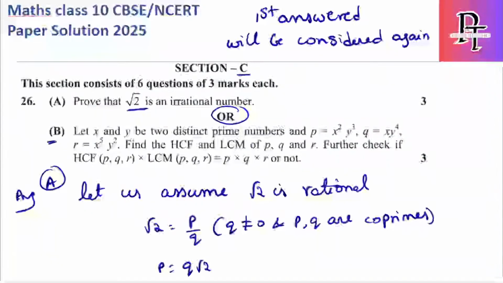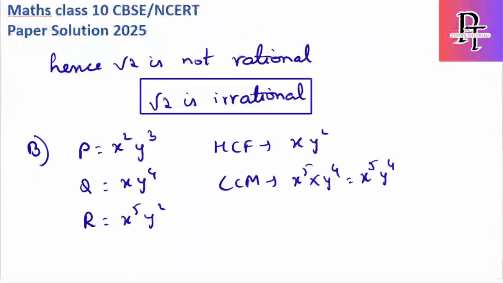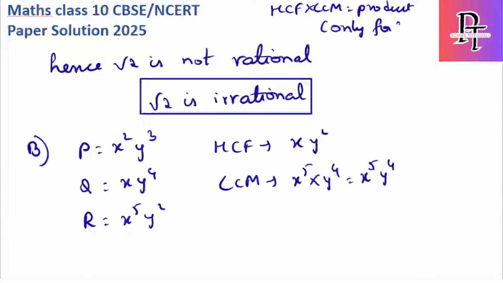Now what they are asking is to check whether LCM into HCF is equal to the product of those three or not. Only for two numbers, HCF into LCM will be equal to the product. The condition is very important: it holds only for two numbers. Here we have three numbers, so definitely the condition should not match. But still, we'll cross check.